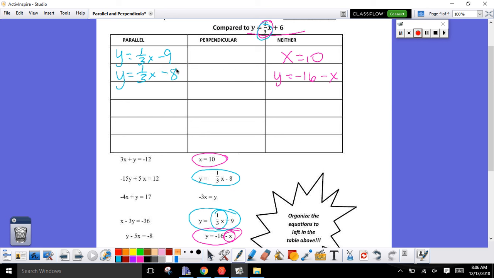And everything else I need to solve for y. Oh no, this one right here. I can see this one right here. The y is already by itself. Remember, I can always put the number over 1. It has the opposite sign, and the 1 came down, the 3 went up, so that would be a perpendicular. It's a negative reciprocal, so that would be a perpendicular right here. So, -3x equals y.